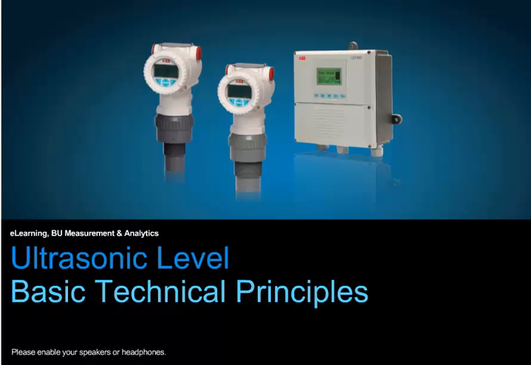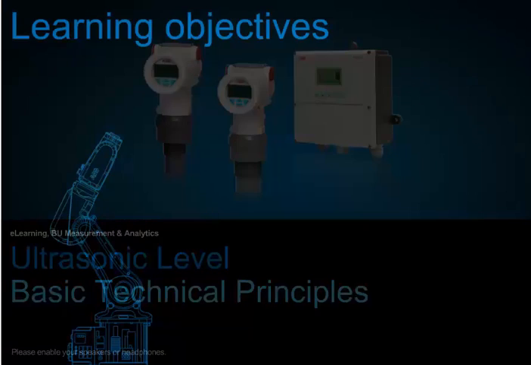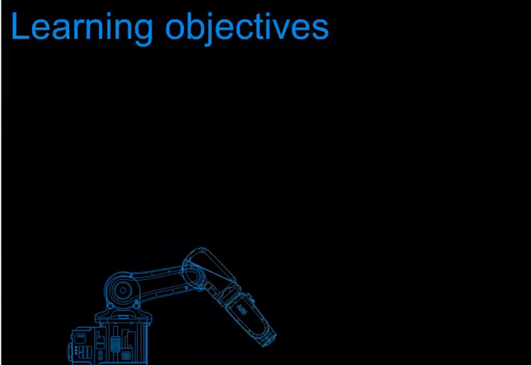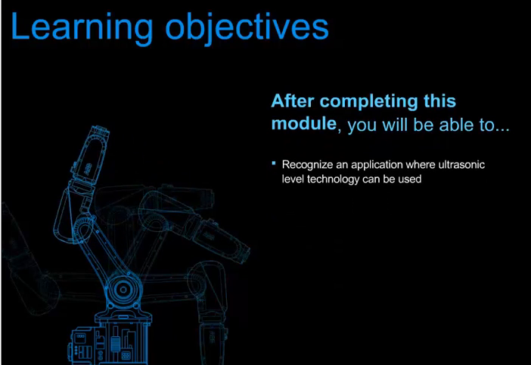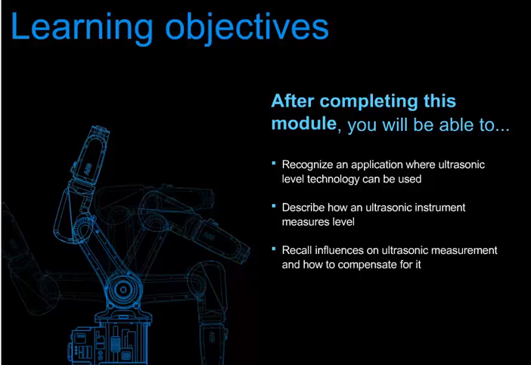This course module covers the technical fundamentals of ultrasonic level measurement. After completing this module, you will be able to recognize an application for ultrasonic level, describe how an ultrasonic instrument measures level, explain influences on ultrasonic measurement and how to compensate for it.